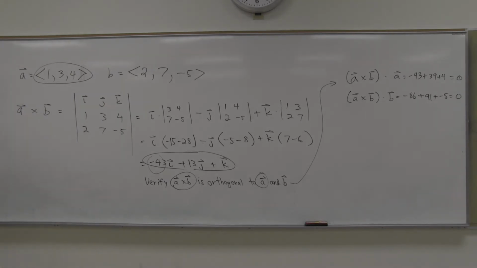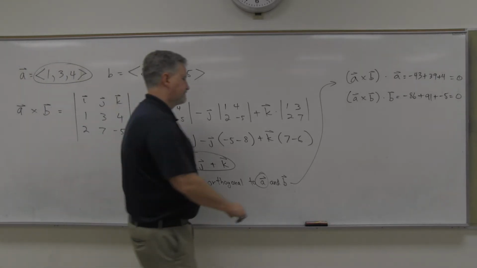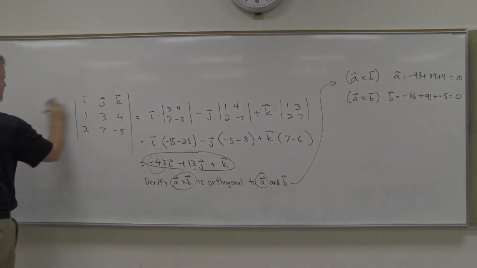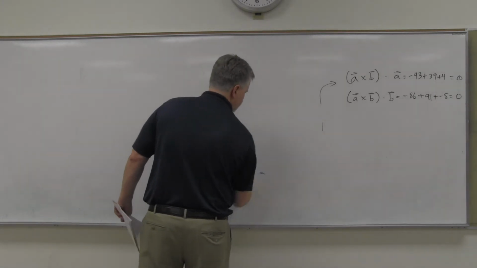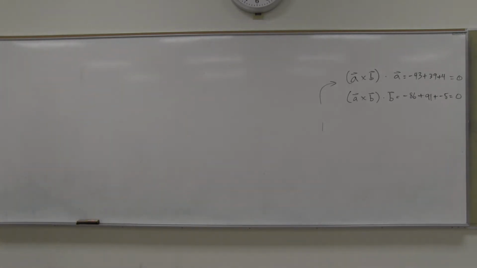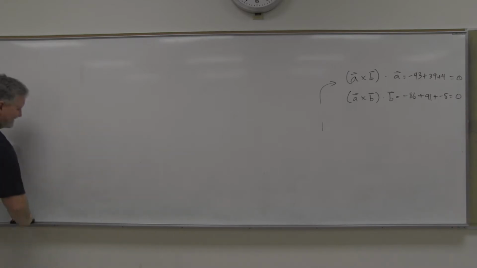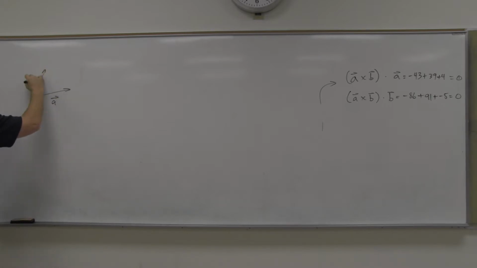Now the other part to this: this cross product gives us something that's orthogonal to both vectors. But there's another consideration, that is, in which direction? Let's think about it. Let's say I have two vectors here. Here's vector A, and here's vector B. Which way is A cross B going to go? Because there's two possible ways this could go.